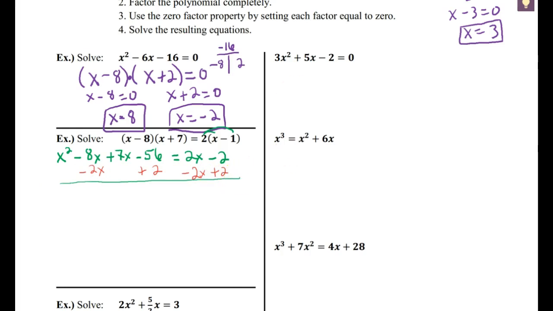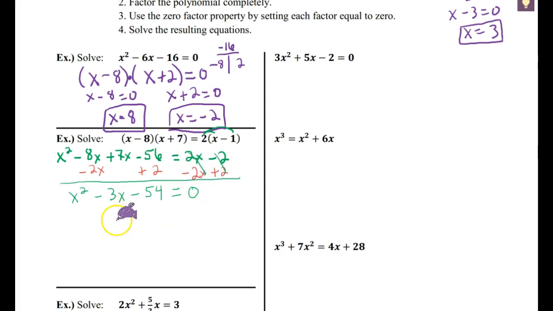So I'm going to add all my like terms on both sides. I only have 1x squared, that's going to stay x squared. And I have negative 10x with the negative 8, negative 2, so negative 10, but then plus 7x. So it's going to end up at negative 3x. And then a negative 56 plus 2 is going to get me negative 54. And these are 0, so the right-hand side is 0.